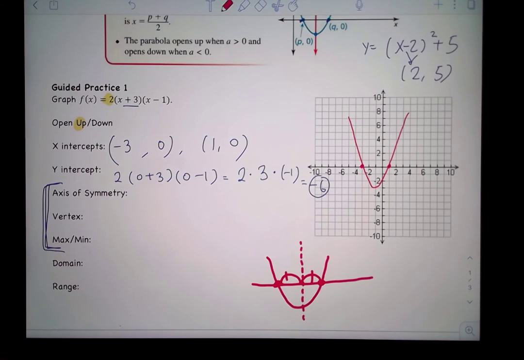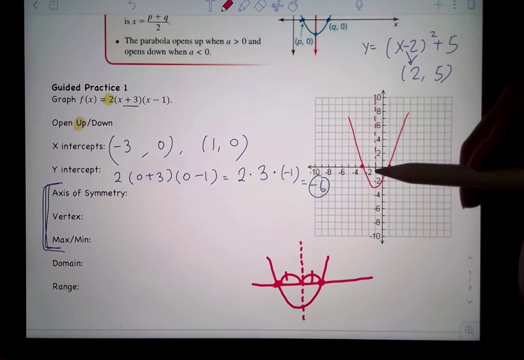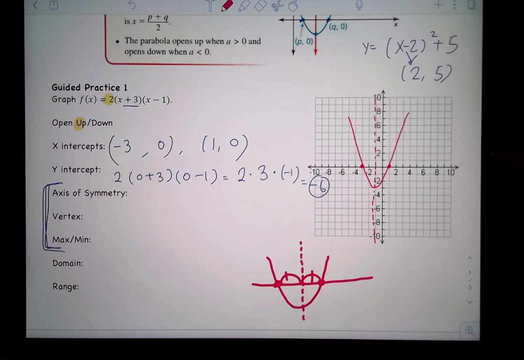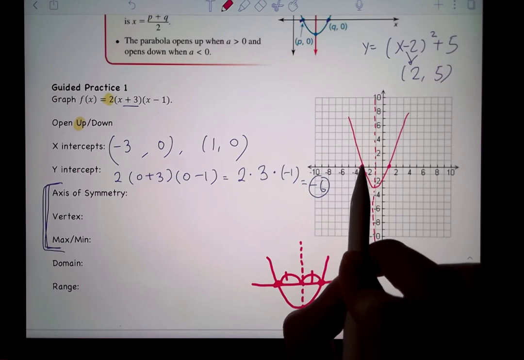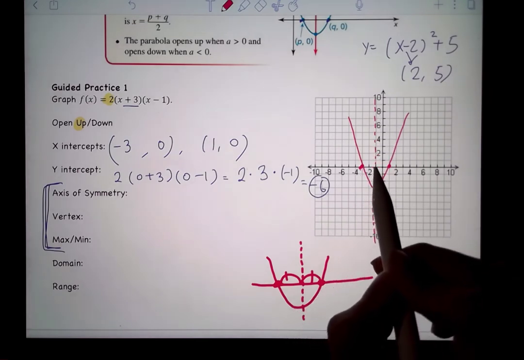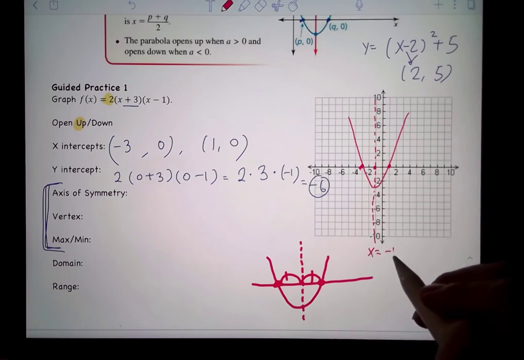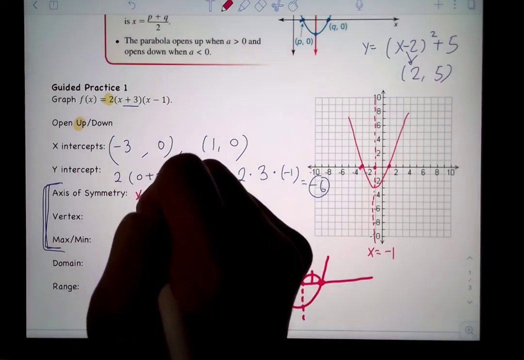Then where is your axis of symmetry, guys? Your axis of symmetry is in the middle, right? That's supposed to be in the middle, so that the graph is symmetric over the axis of symmetry, right? Look, my x-intercepts were -3 and 1, and -1 is in the middle, right? So the axis of symmetry is x equals -1. Okay, so the axis of symmetry is x equals -1.